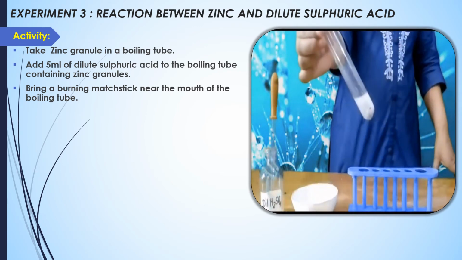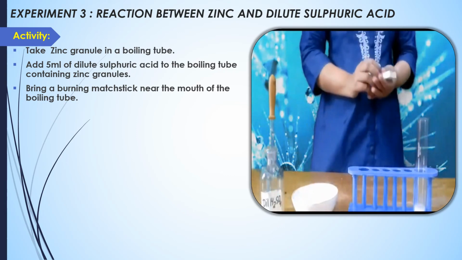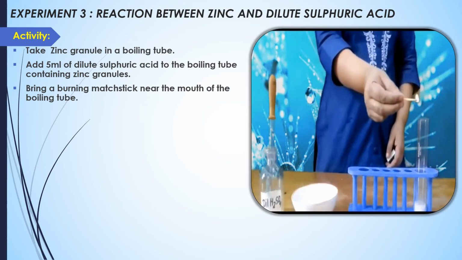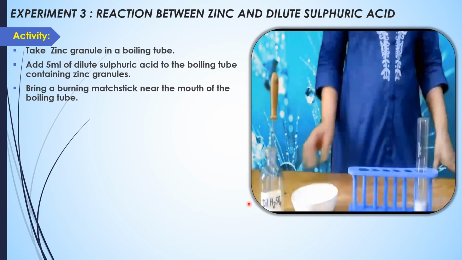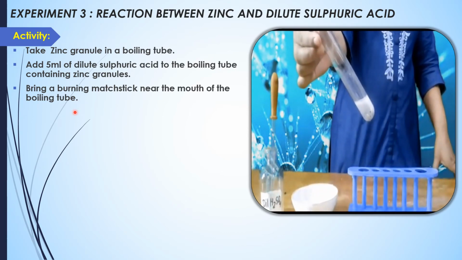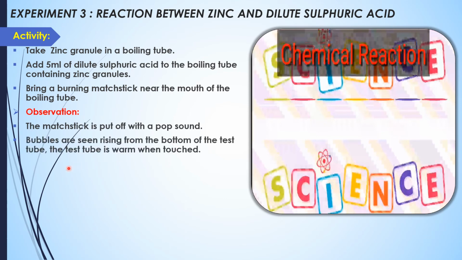There will be a reaction occur between zinc metal and sulfuric acid. Now light a matchstick and hold it near the mouth of the tube. You will observe that there is a pop sound, and this pop sound confirms that the evolved gas is hydrogen. I hope the video was very informative. The observations made here are: the matchstick is put off with a pop sound. Bubbles are seen rising from the bottom of the test tube, and the test tube is warm when touched.